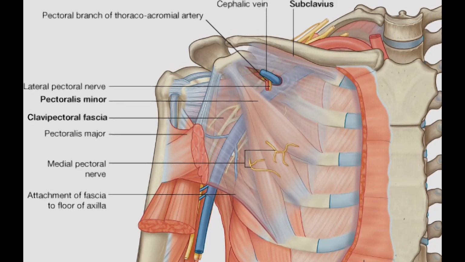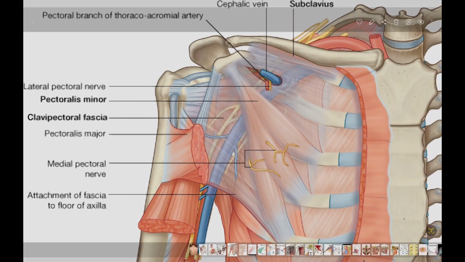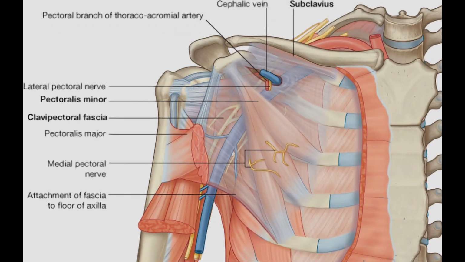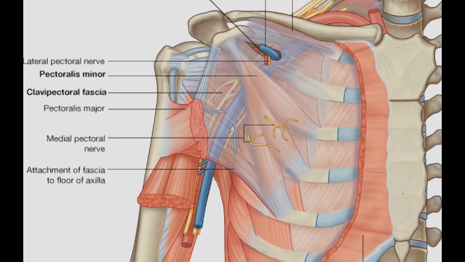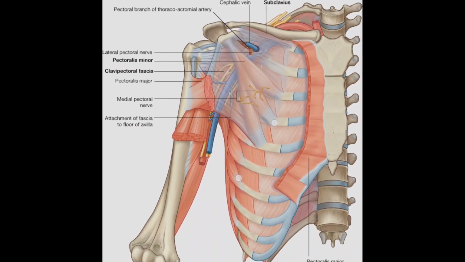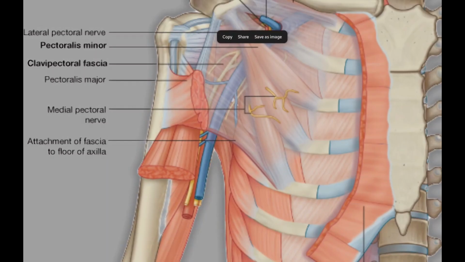Okay, so what structures exit the axilla by the clavipectoral triangle? The most important thing that you need to know is the cephalic vein. The cephalic vein is the most important structure that exits through the clavipectoral triangle. The rest you do not really need to know. How do you escape it posteriorly?